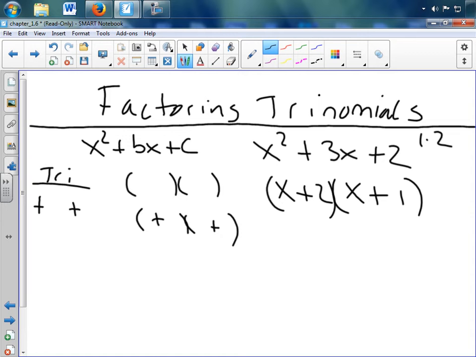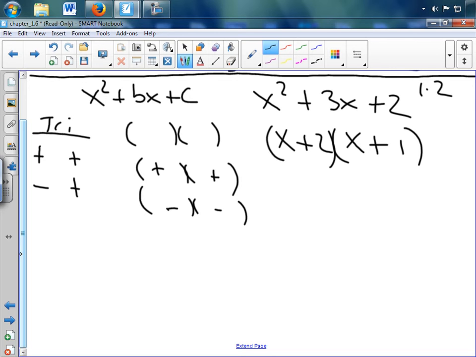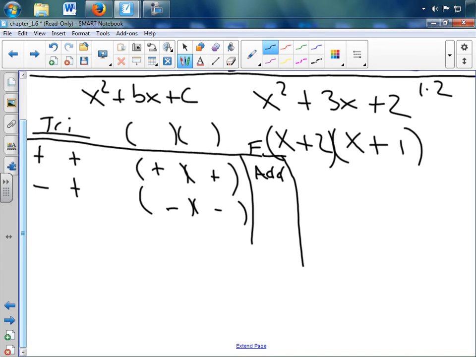If your original trinomial is minus plus, it's going to be minus minus. Okay? Now I also added a third column. I was actually helping my daughter last night with this. F stands for factors. Add, add. I'll talk about that in a moment. So just write that down.